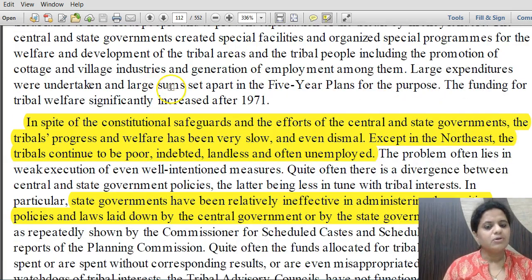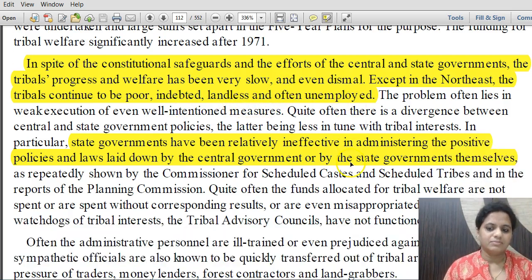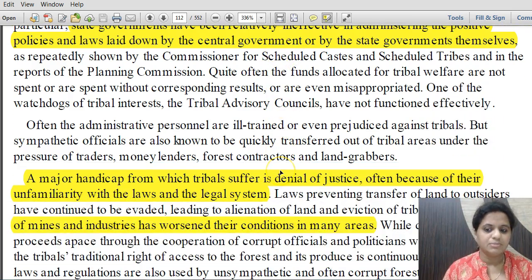In spite of the constitutional safeguards and efforts of the central and state governments, the tribals' progress and welfare has been very slow and even dismal. Except in the Northeast, the tribals continue to be poor, indebted, landless, and often unemployed. So that's true. Though we have reservation for SC, ST, in case of ST, the seats still remain vacant. The community has not come to the fore as much as is expected. State governments have also been relatively ineffective in administering the positive policies and laws laid down by the central government or by the state governments themselves. So there has been a lag here.